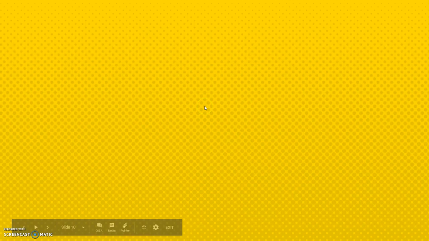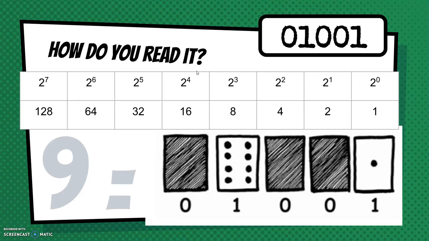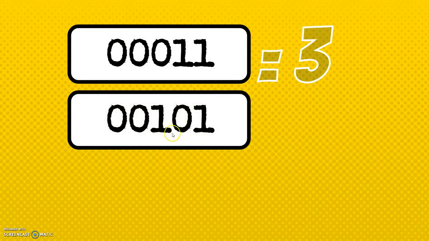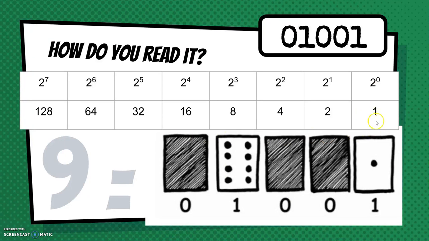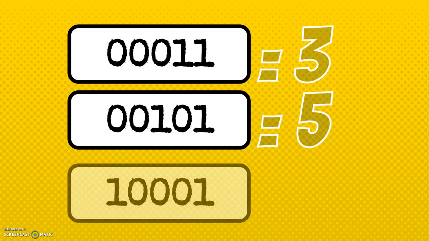So let's look at a couple more examples. So we have 0011. So that means I only have a 1 in this spot and a 1 in this spot. That would be 3. Again, this would be a 1 in the first spot, a 0, and then a 1. So if we go backwards, we would have a 1 here and a 1 here. 1 plus 4 equals 5. So let's see if we're right. That equals 5.